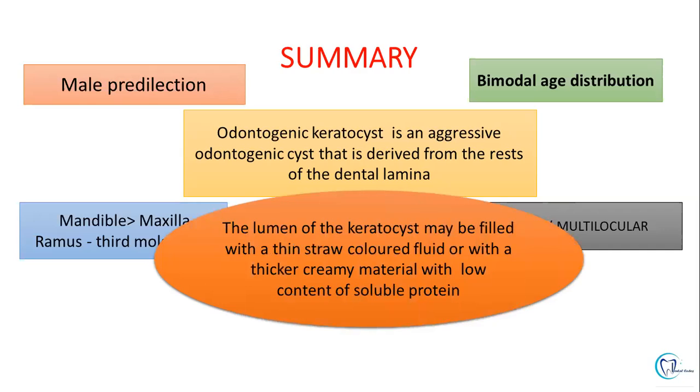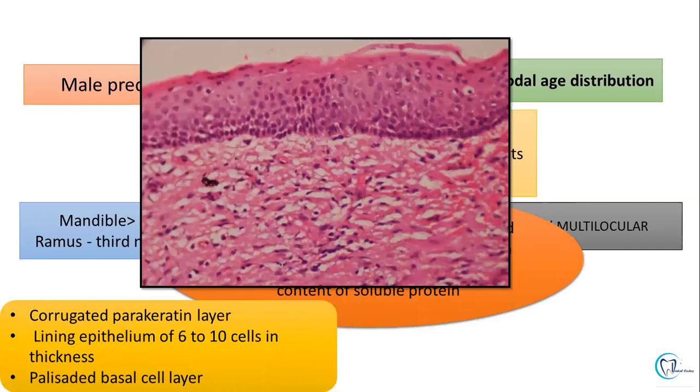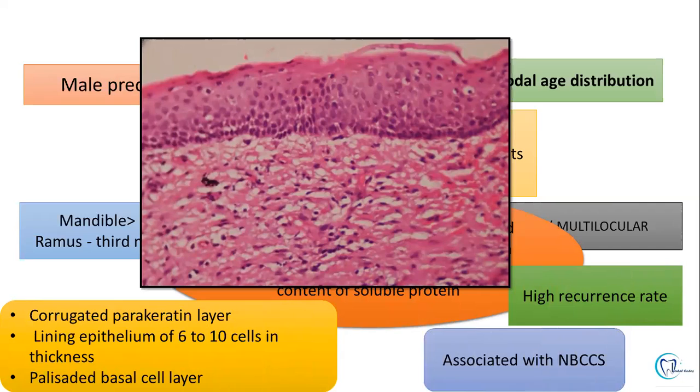It shows a radiolucent area with radiosclerotic borders with scalloped margins. The cystic fluid is usually straw colored with a thick creamy discharge, and it has low protein content. When we talk about the histopathology, there is corrugated surface epithelium which is parakeratinized. The lining epithelium is 6 to 10 cells thick, and the basal layer shows palisaded polarized nuclei with a tombstone or picket fence appearance. The cases of OKC show a high recurrence rate, and multiple OKCs are usually associated with Naevoid basal cell carcinoma syndrome.